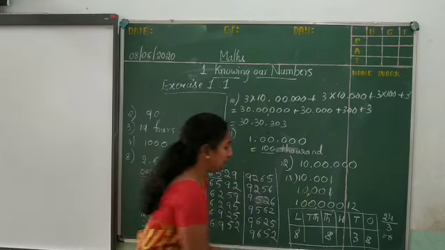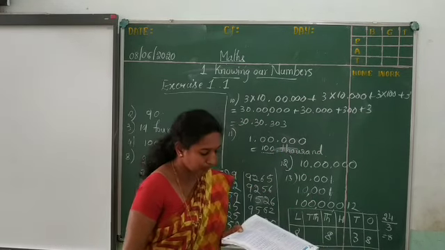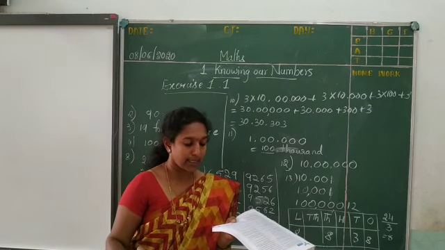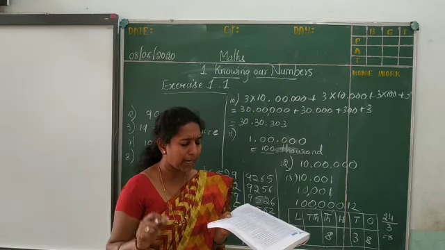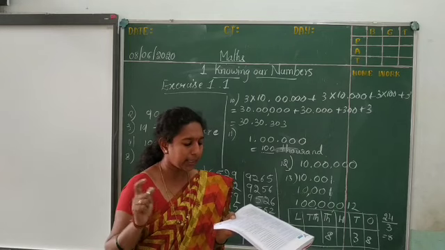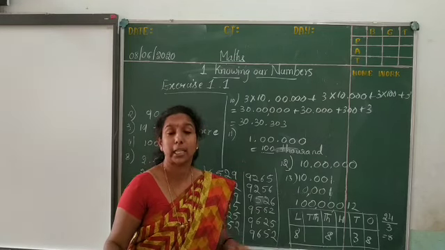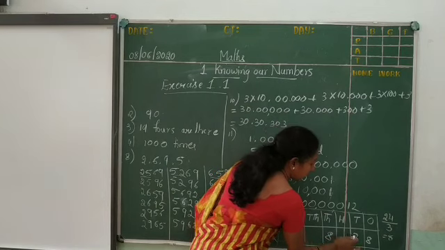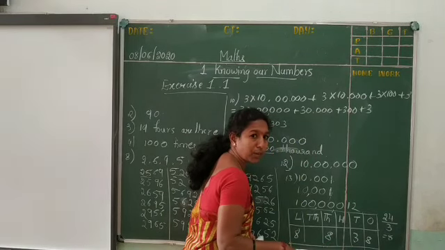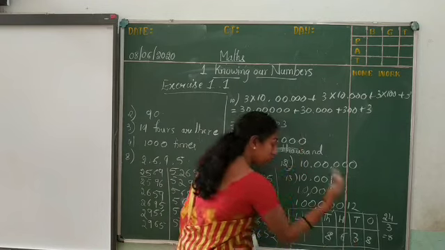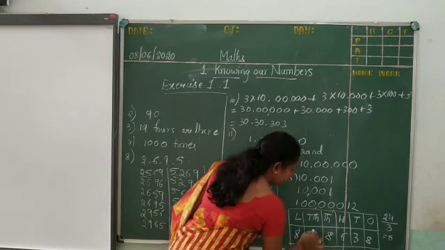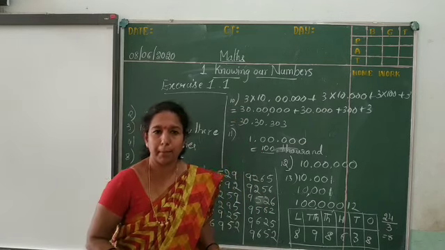Next, the 100 place. This number they are telling now. The 100 place is twice and the 10,000 place is thrice the tens. This one is twice the tens place, that means how much? 6. Thrice means 3 times the tens place. How much is it? 9. So this is the number.